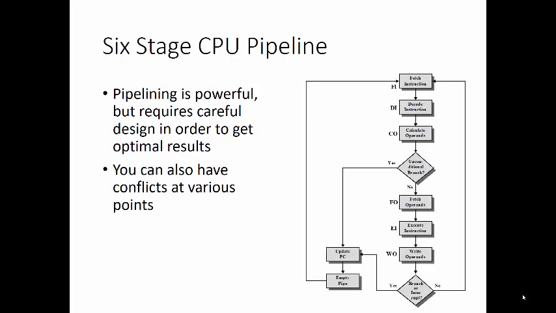In regard to conflicts, the calculate operand stage may depend on the contents of a register that could be altered by a previous instruction, so that could create a conflict. Other register and memory conflicts can also occur, and the system must contain logic to account for this type of conflict. So pipelining is really powerful, but it requires careful design in order to get optimal results and to avoid those conflicts, and we'll take a look at some of the ways to do that a little later on in the lecture.